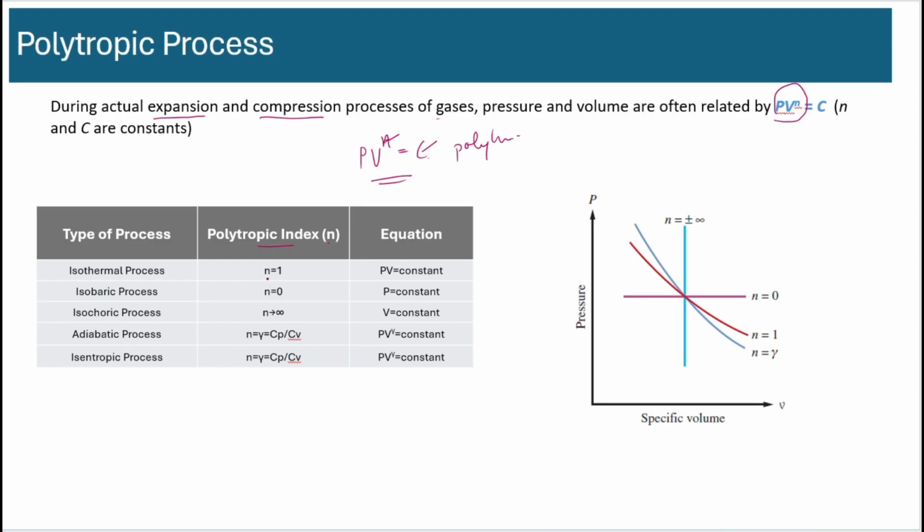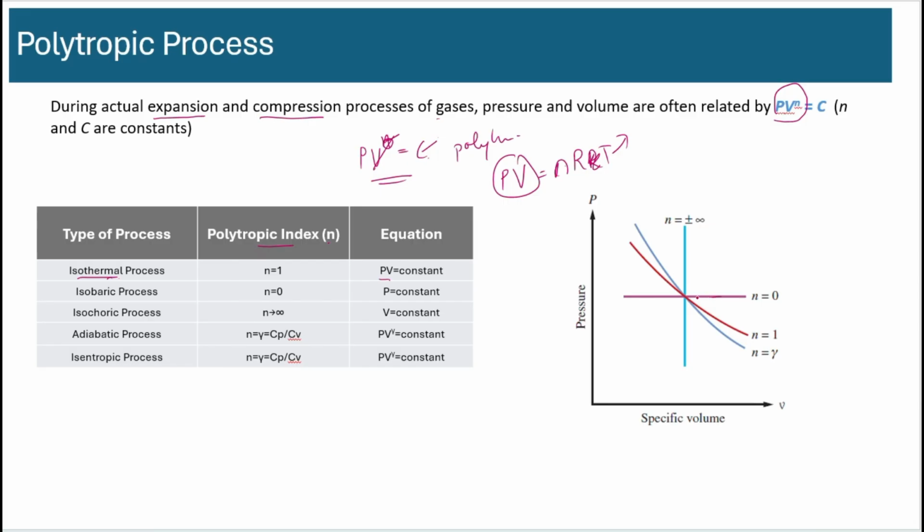Now, if n equals 1, that means PV equals constant, right? If it's an ideal gas, PV equals nRT. So if PV is constant, then T is constant. It's an isothermal process. So typically PV equal to constant is an isothermal process, and primarily the condition there is it is an ideal gas. If n equals 0, then P is constant. That means the pressure is constant.